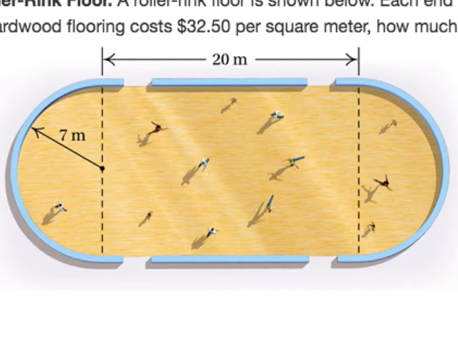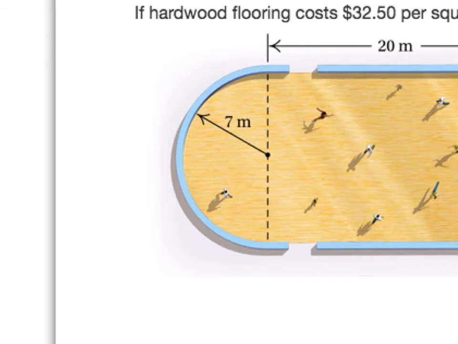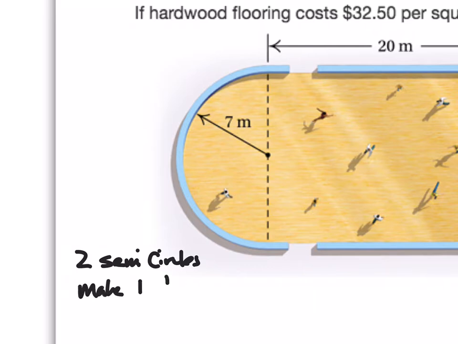On this, what we know is that the length from here to here is 20 meters. We know that the radius of the semicircle is 7 meters. The question is we have to find the area of 2 semicircles, which is the area of 1 circle. So let's write that down first, okay? So 2 semicircles make one full circle.